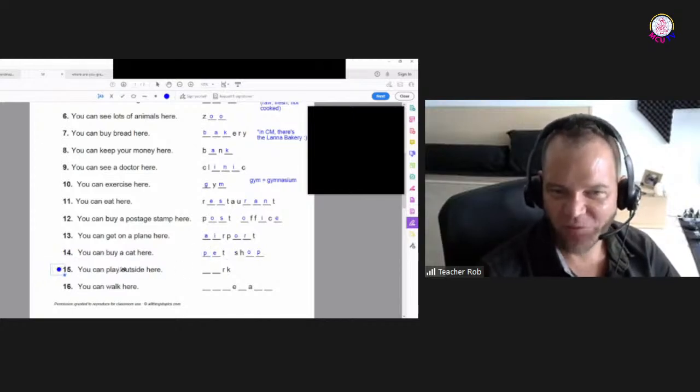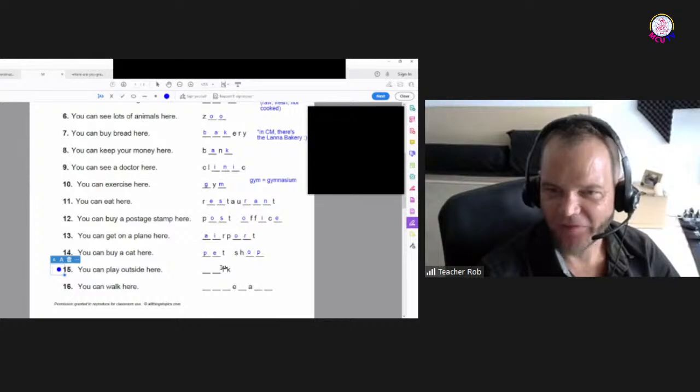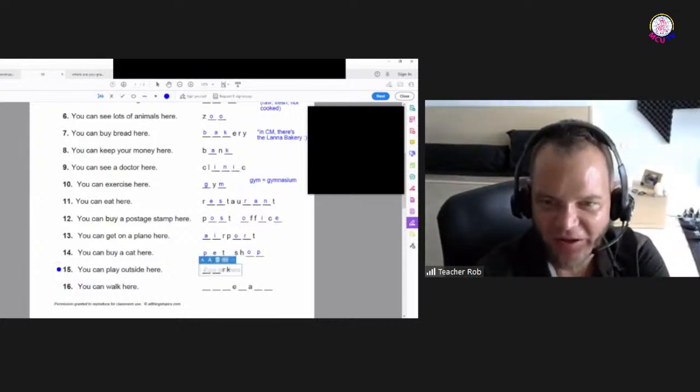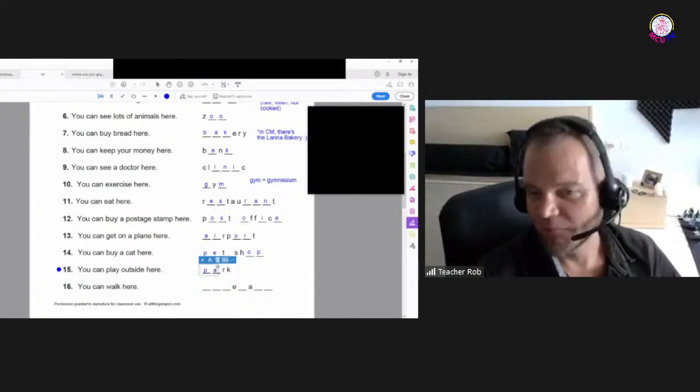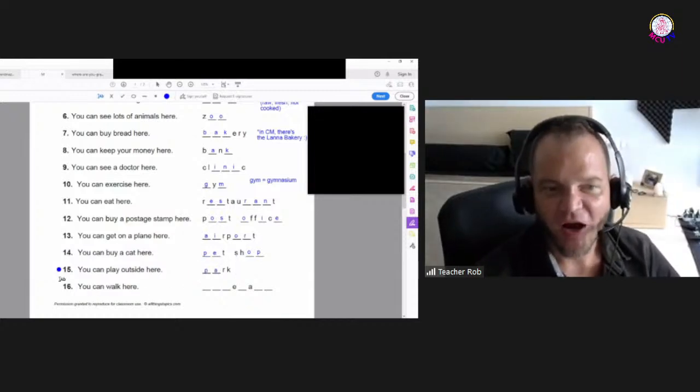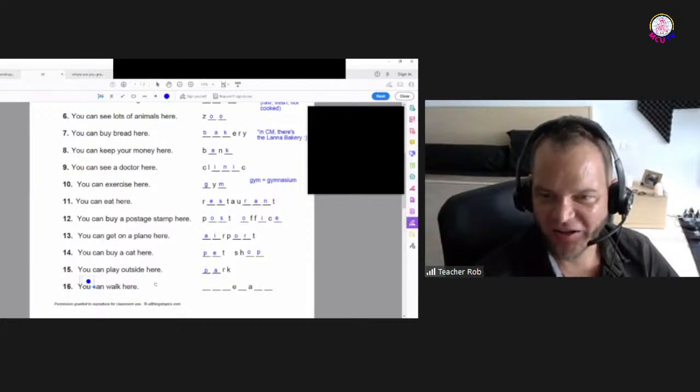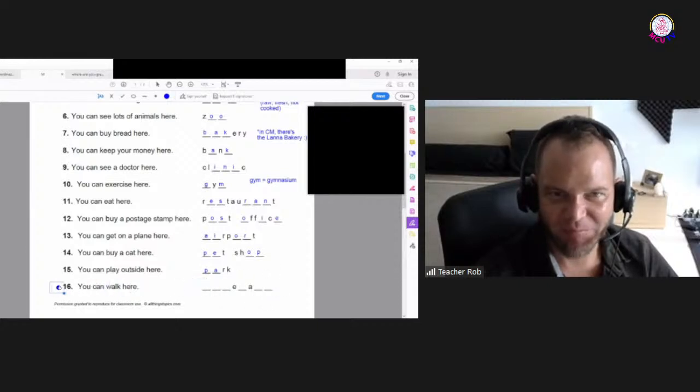15 goes, you can play outside here. Park. Yeah, P-A-R-K. Play outside at the park. And this is the one that most of my students don't know. A place where you can walk. So it goes blank, blank, blank, E, blank, A, blank, blank.